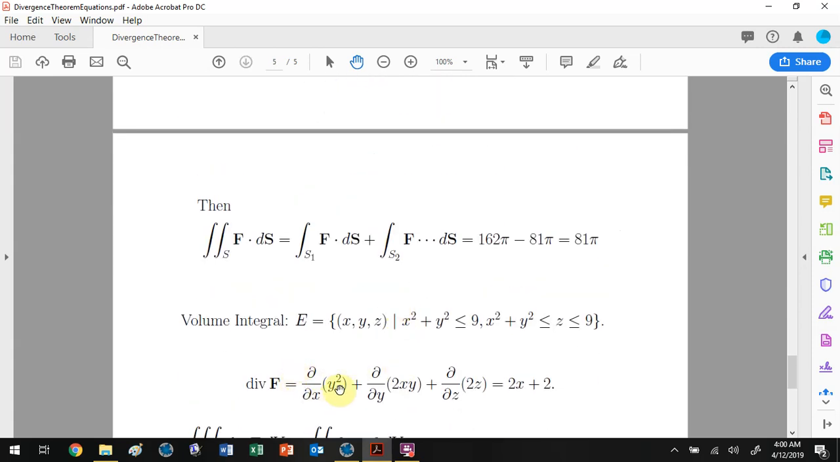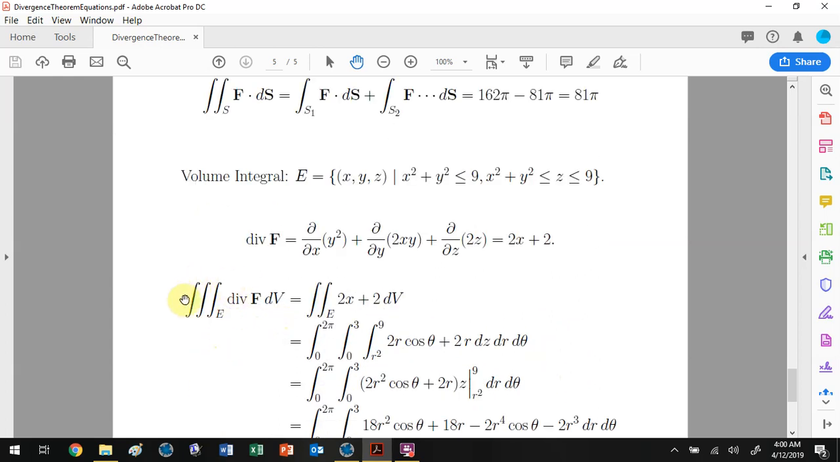So you can see here that there's the derivative with respect to x of the first component, derivative with respect to y of the second component, and the derivative with respect to z of the third component. So here you get 0, here you get 2x, here you just get 2, leaving the divergence of f just 2x plus 2. So the triple integral over E of the divergence of f dV equals, this should be a triple integral here as well, of 2x plus 2 dV.